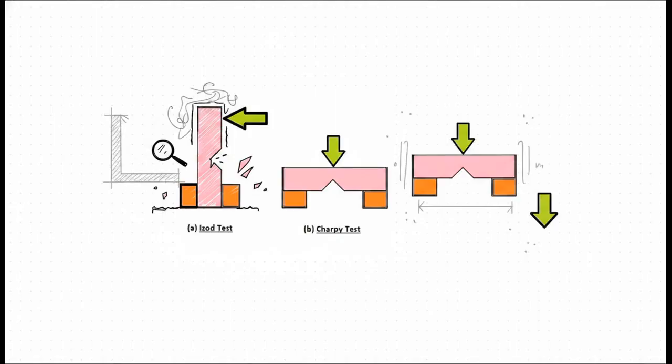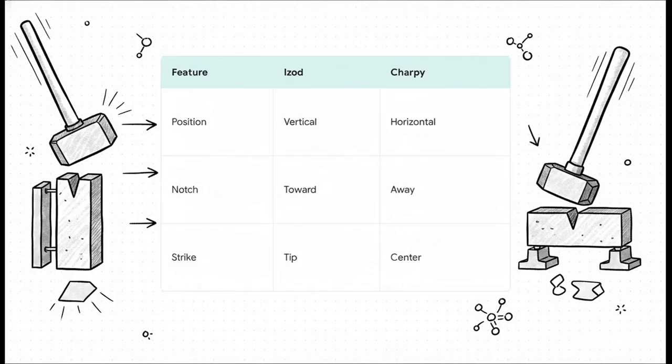Now look over at the CHARPY test on the right. The specimen lies completely horizontal. It just rests on those two supports at the far ends, a simply supported beam. The striker hits right dead in the middle, and importantly, the notch is pointing downward, facing completely away from the impact point. Let's really solidify those exact mechanical differences with a quick summary.